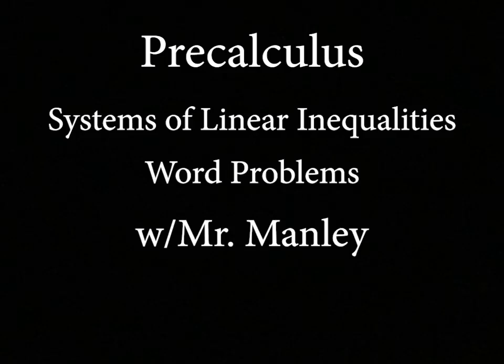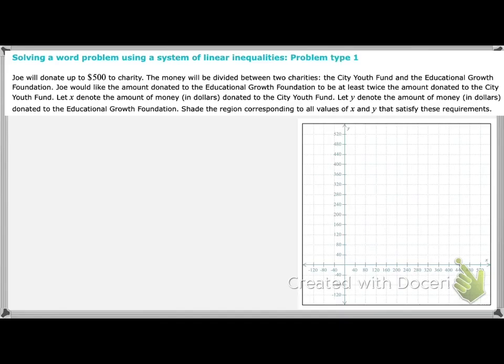This is Mr. Manley. In this video, we're going to look at a word problem that produces a system of inequalities that will give us a range of solutions that answer the question. Reading this problem, I've got a person that's making up to a $500 donation to charity. And the $500 is being divided between two charities, the City Youth Fund and the Educational Growth Fund.